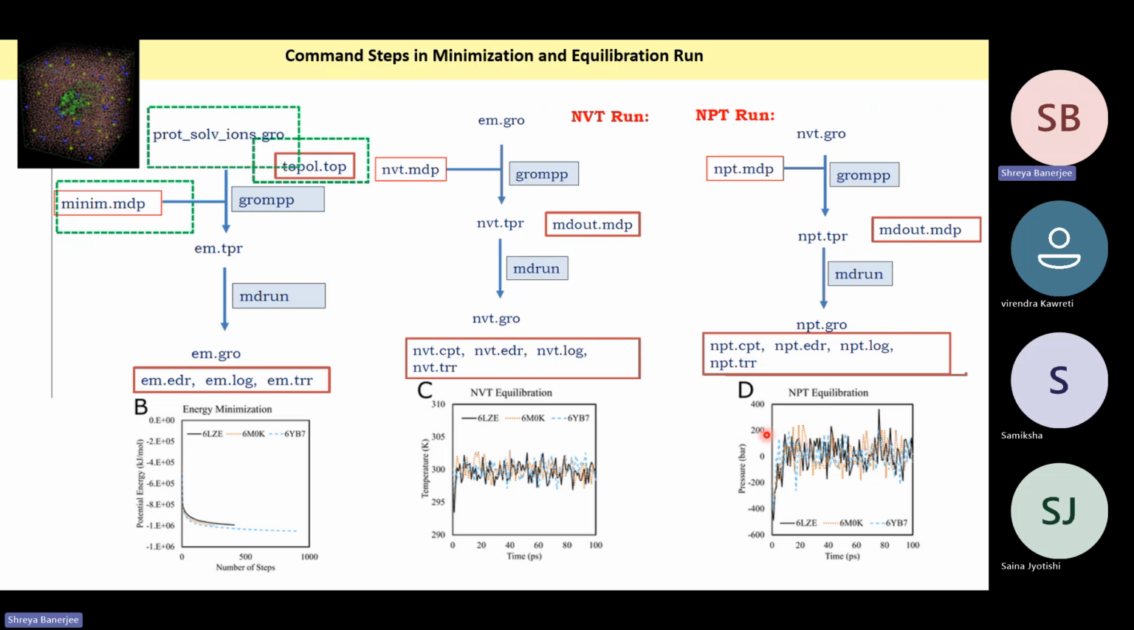Something like 180 or something must have been specified here. So you will get the energy minimization curve, but along with that, you will get an extra curve. If it is constant NVT, you will get a curve like this, and constant NPT, you will get a curve like this. So these are the different outputs after the molecular dynamics simulations.